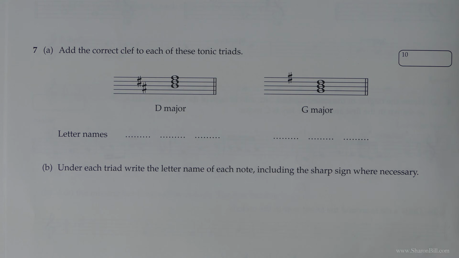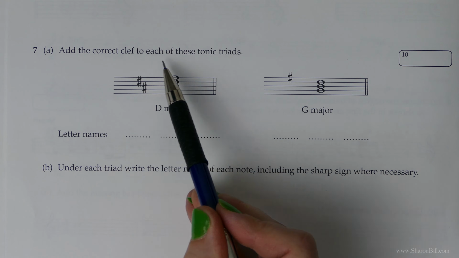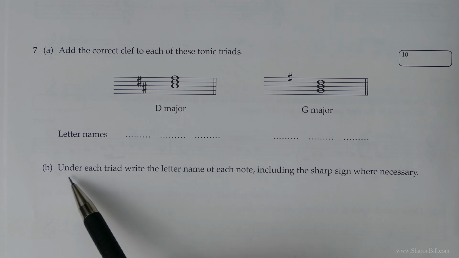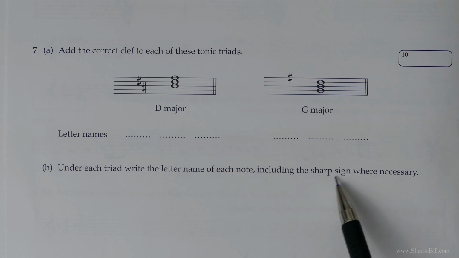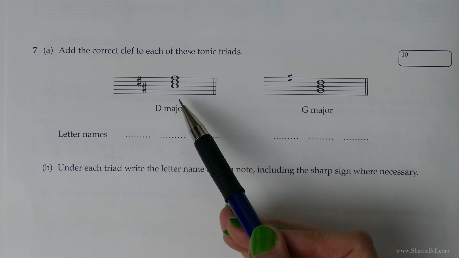So question 7 asks us to add the correct clef to each of these tonic triads, and then we've got to write the letter names. Part B says underneath the triad write the letter name of each note, including the sharp sign where necessary. So we've just got to pay attention to these key signatures.